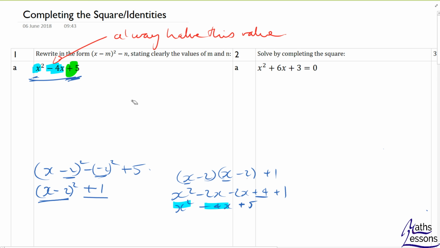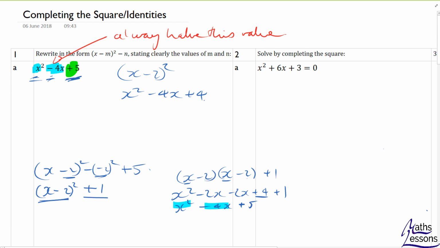So that's one way of doing it. Now the other way of doing it, you've still got to always remember that when you expand this bracket, you always need half this value here. So we're always going to have x minus 2 squared. Now my other way of doing it is to expand this bracket. So I won't show the double bracket expansion. I'm just going to expand it in my head, and this is what happens when you expand it.